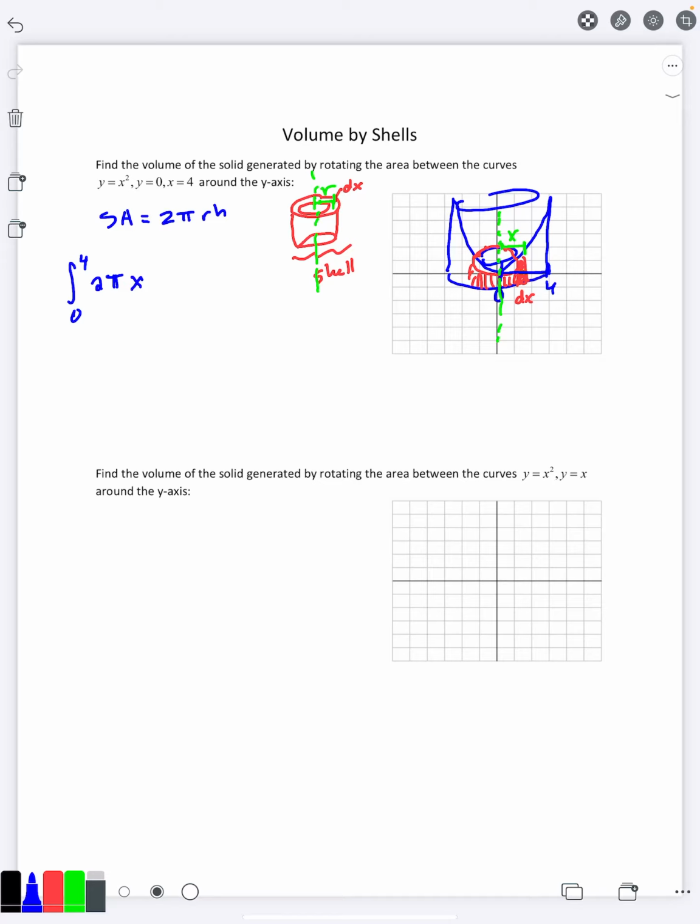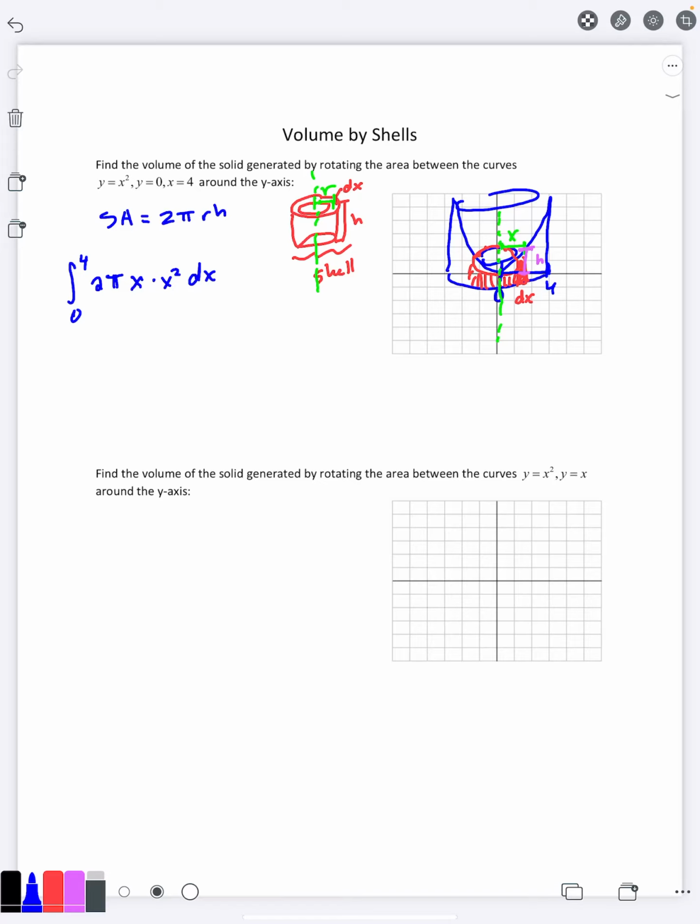Now my height is how high this shape is going to be. In my picture over here, that height is just going to be the height of the function I was given, which is x squared. And then again, we multiply it by the thickness dx here. And this is the integral we're going to have for the shell method.